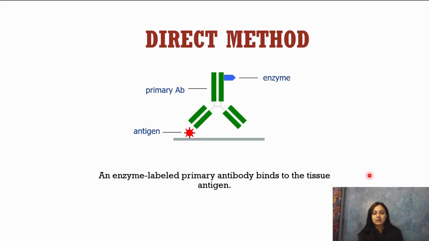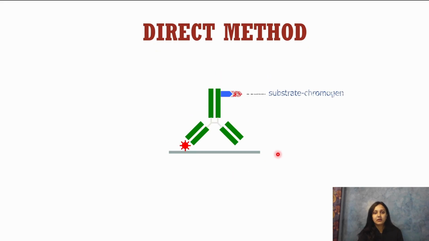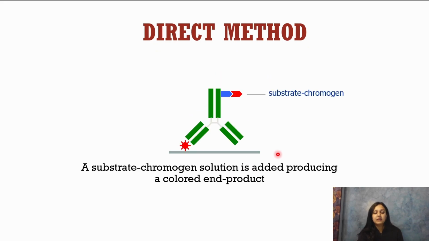Starting off with the direct method, right? So here is your tissue, the tissue's antigen, and an enzyme labeled primary antibody is binding to the tissue antigen. After that, we add a substrate chromogen solution which produces a colored end product. This substrate chromogen solution product is bound to the primary antibody.